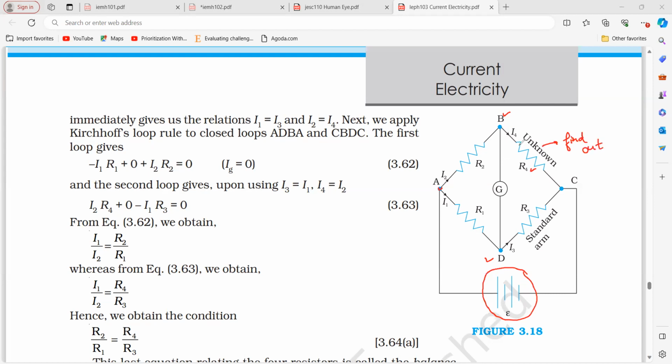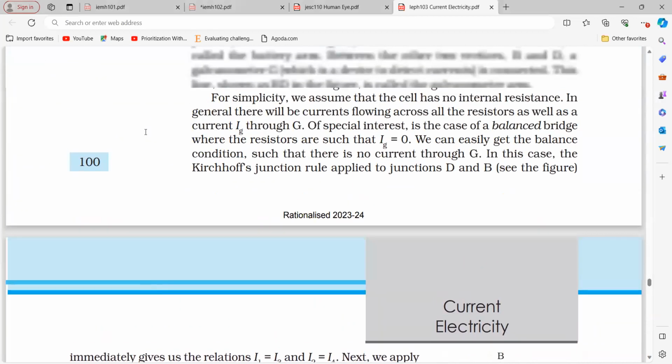We can assume here I4 current is flowing from B to C. Then we are having a standard arm in which resistance R3, and from D to C current I3 is flowing. So this kind of diagram you have to make for Wheatstone bridge. Now how this works.